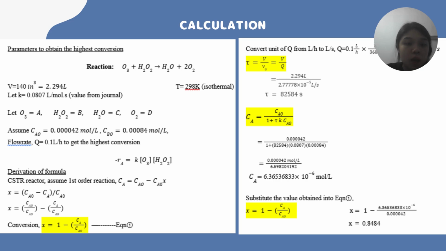Space time tau equals volume over entrance volumetric flow rate, where volume is 2.294 liters and flow rate is 0.1 liter per hour. Then we get tau equals 82584 seconds. This is how we get the final concentration of O3 by substituting the values inside the formula. X equals 1 minus final concentration over initial concentration, and we get X equals 0.8484.